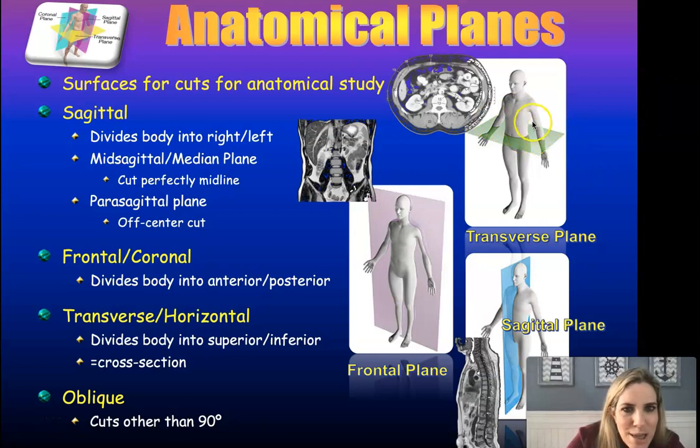Whereas contrast that with the frontal plane, the coronal cut, here's an MRI where you're looking at just part of the front or the back of the person.